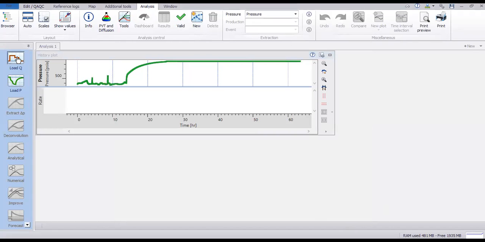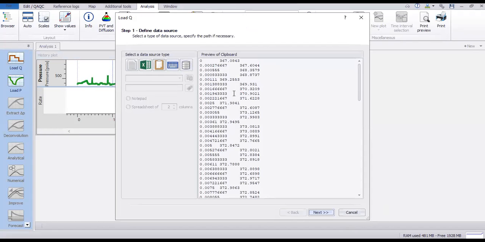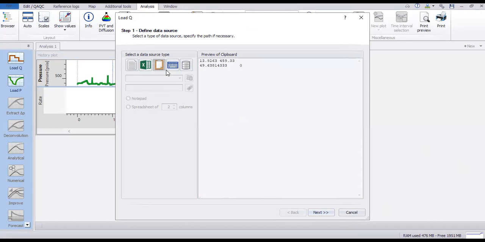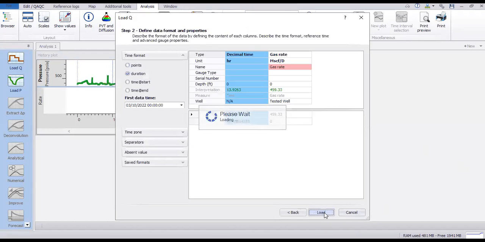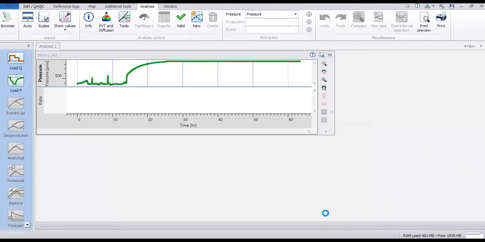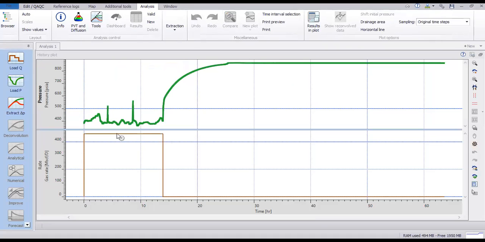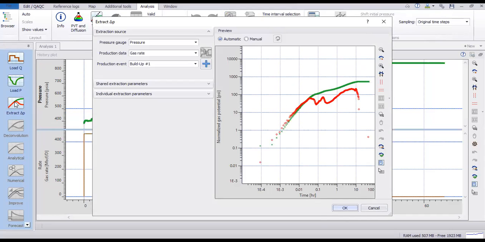All right, and then load queue. Now we only have that. Now it's single phase. Automatically it's already gas rate, load, and I already used the proper period. So extract delta P. All right.